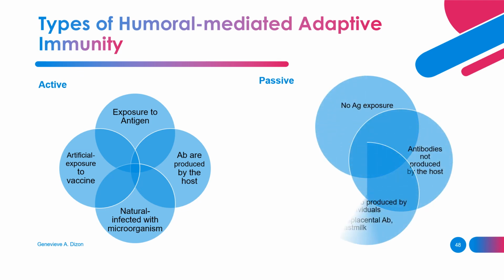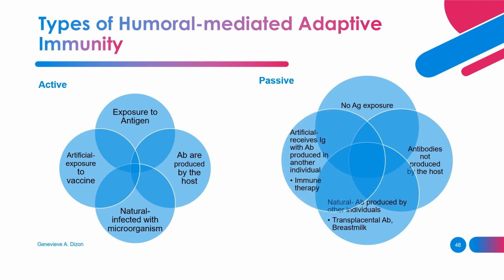There is no antigen exposure. So the antibodies are not produced by the host, but they come from somewhere else. It can also be natural or artificial. In natural passive immunity, the antibodies are naturally produced by other individuals, like in transplacental antibodies or in breast milk. While in artificial passive immunity, the antibodies are produced by another individual that is, for example, used in immune therapy.